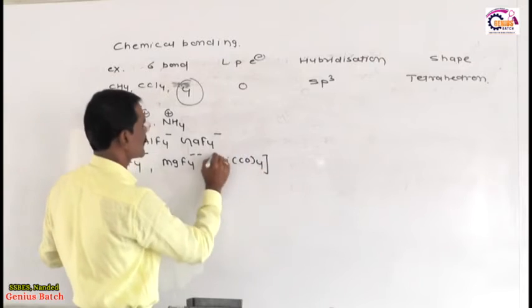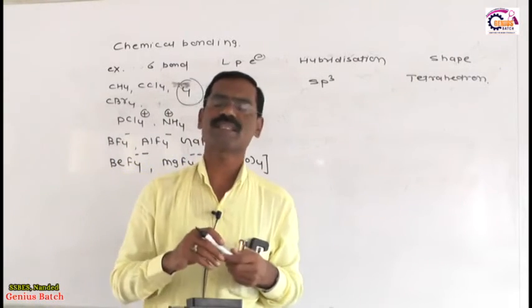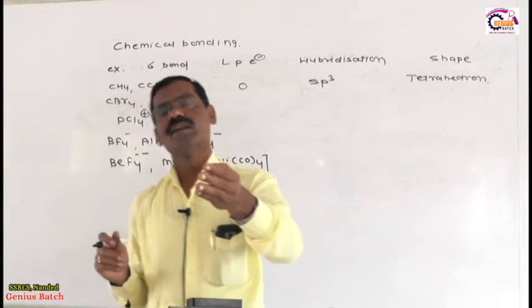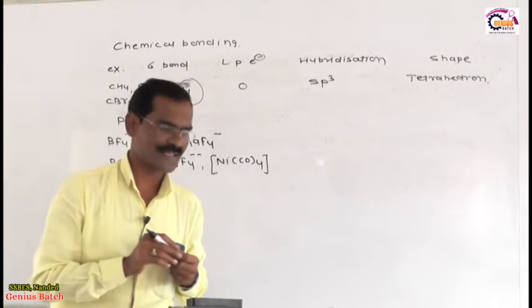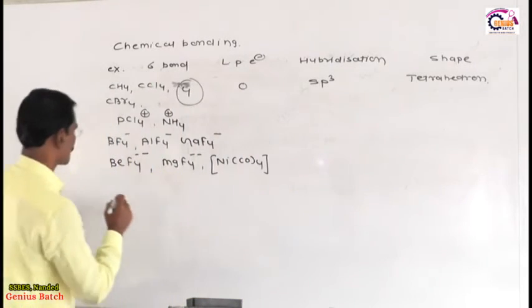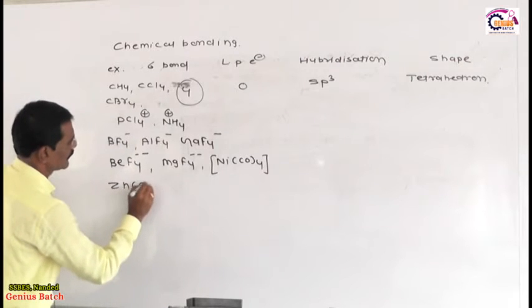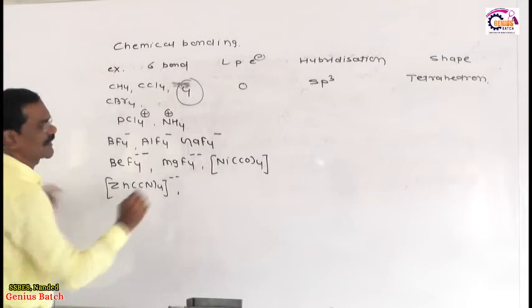Ni(CO)4 is a coordination complex in which the central atom, that is nickel, has sp3 hybridization with bond angle 109 degree 28 minute, and geometrical shape is the tetrahedron. Is it okay? Then after that nickel, the next coordination complex is called as the Zn(CN)4 2 minus. This is also a coordination complex.